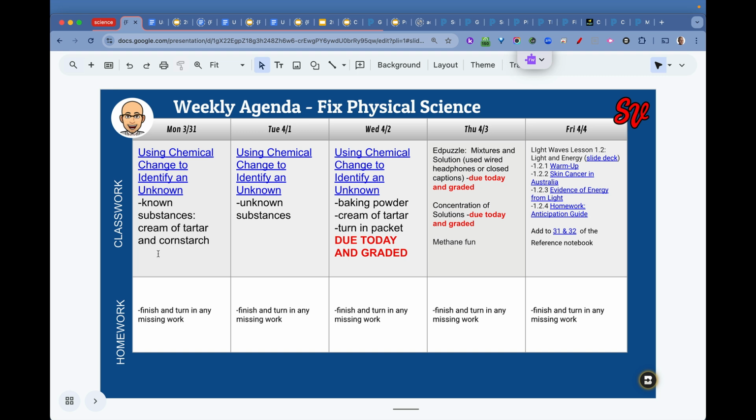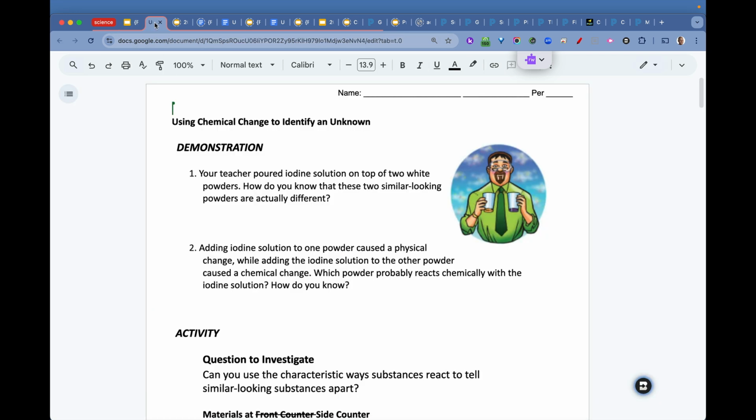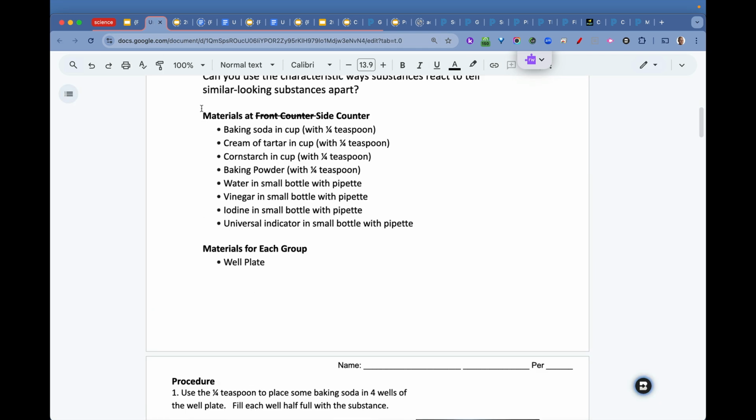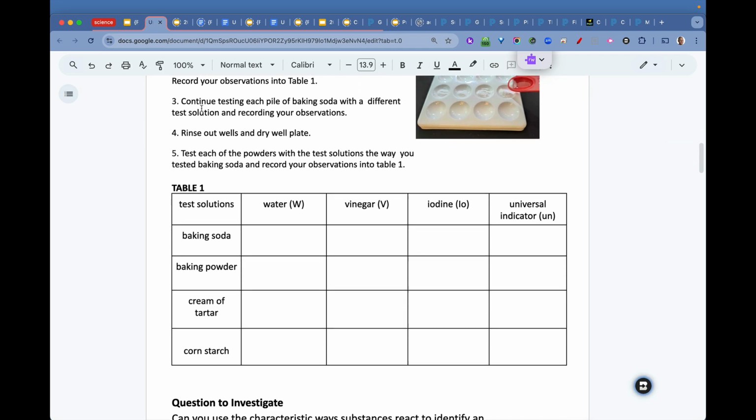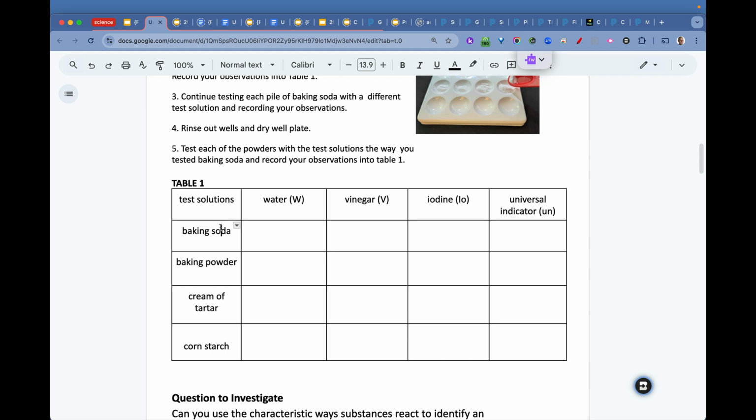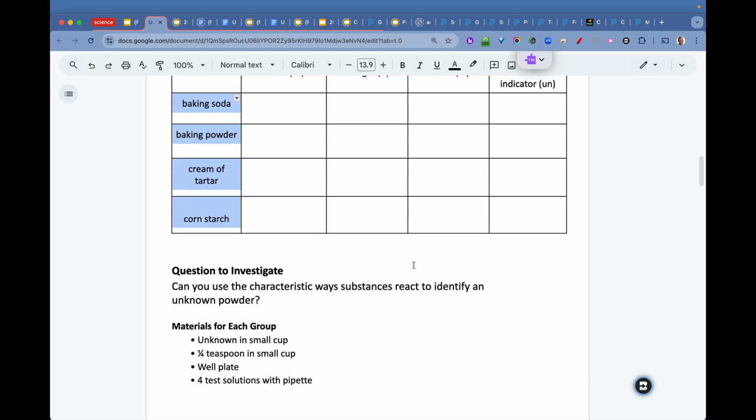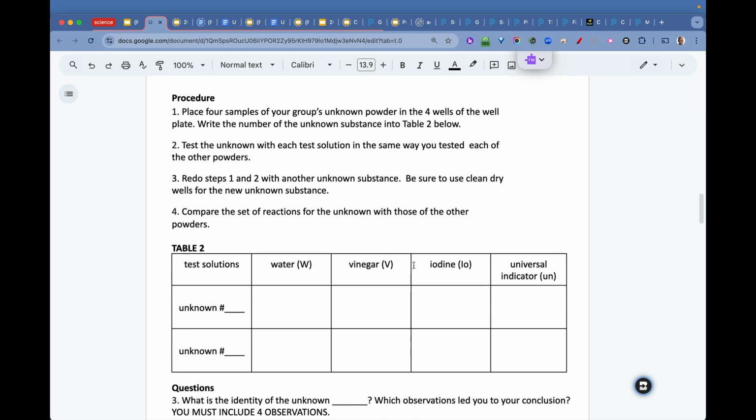So Monday, Tuesday, Wednesday, we did using chemical change to identify an unknown. Students were given four substances, four white powders. They had to figure out what happens to them when water is added, vinegar, iodine, and universal indicator, what kind of change happened. And then they were given two unknowns.